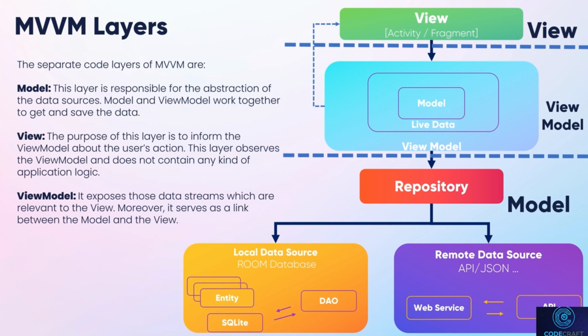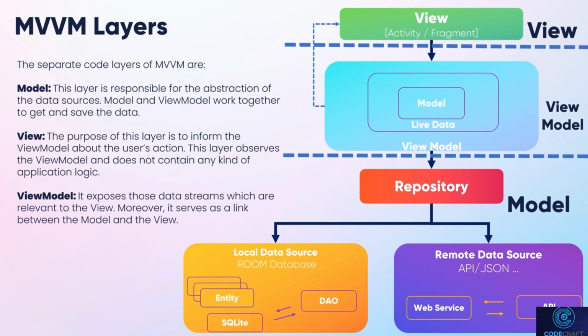In the context of mobile application development, the view can be considered as the user interface components like buttons, text fields, images, and layout structures. Views are typically designed using XML layout in Android or XML, HTML, CSS in web development. The third layer is the view model. It exposes those data streams which are relevant to the view. Moreover, it serves as a link between the model and the view.